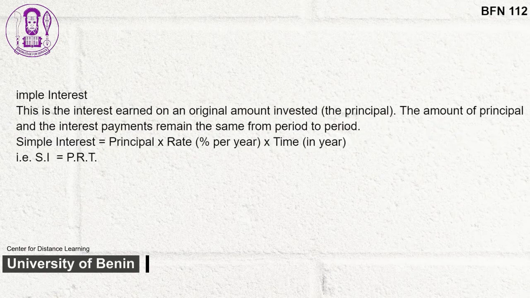Simple interest. This is the interest earned on an original amount invested, the principal. The amount of principal and the interest payments remain the same from period to period. Simple interest equals principal x rate, percent per year, x time, in years. I equals PRT.